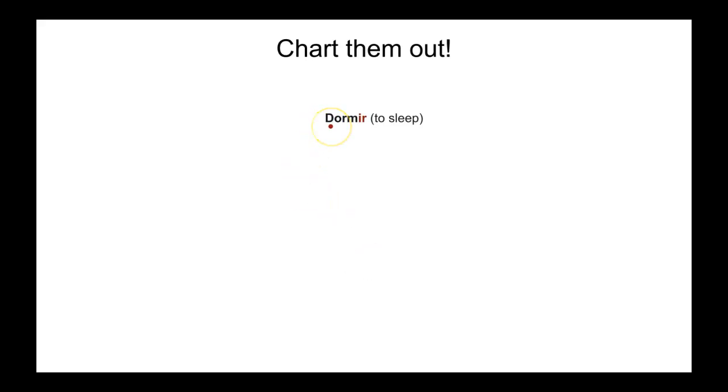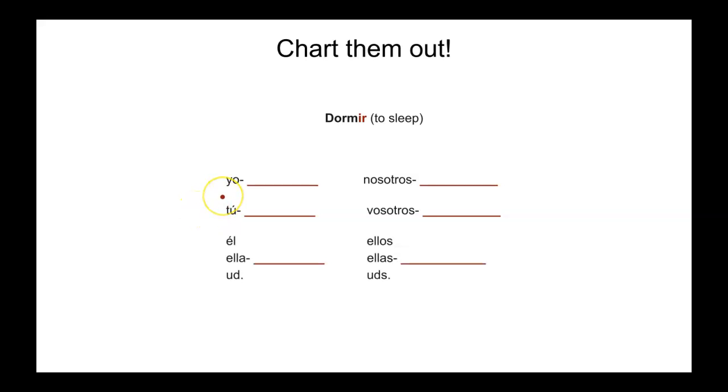To sleep, dormir. Let's go with dormir. IR verb, all right? So make sure you're looking at your IR endings on the thing you wrote down. Yo duermo. Tú duermes. Él y usted duerme. Nosotros dormimos. Vosotros dormís. Ellos, ellas, ustedes duermen.